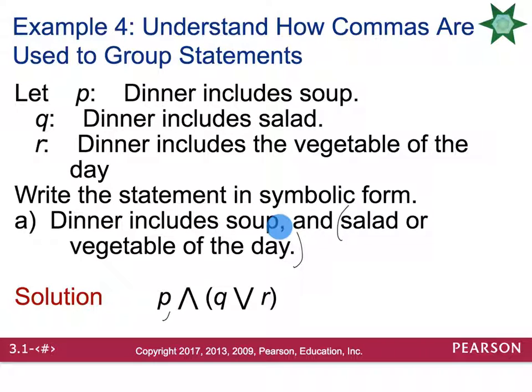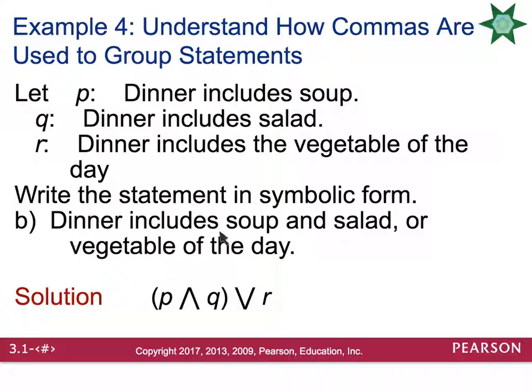So this is the way we would write it. You don't actually put the comma there. Okay, let's do the same three simple statements, and we want this one in symbolic form. Dinner includes soup and salad or vegetable today, okay?